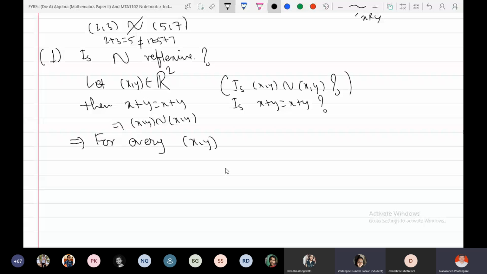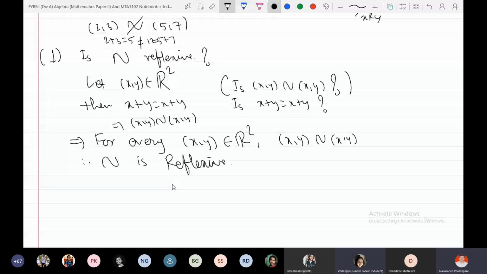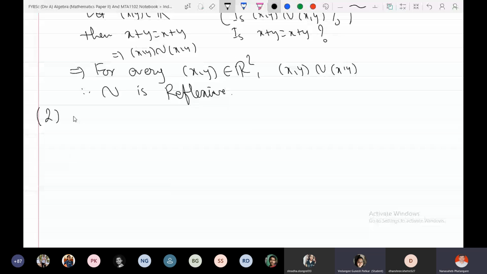Okay, this part is clear. Very good. Now let us go to the next property, symmetry. Now I want to check whether it is symmetric. So how do I check for symmetry?